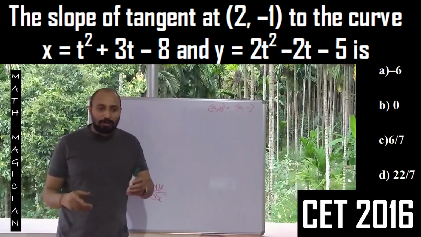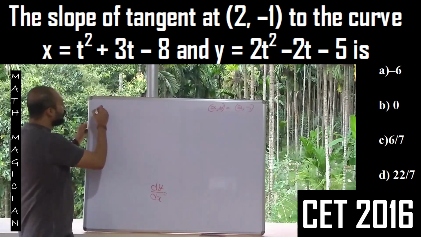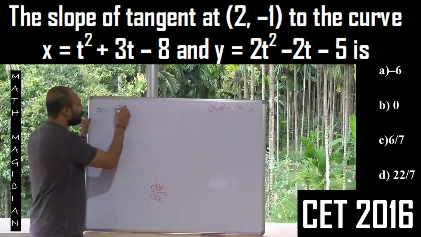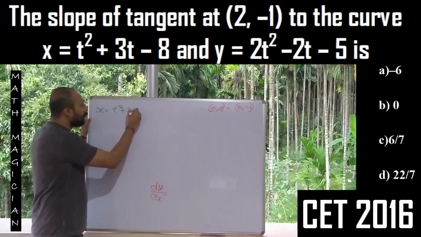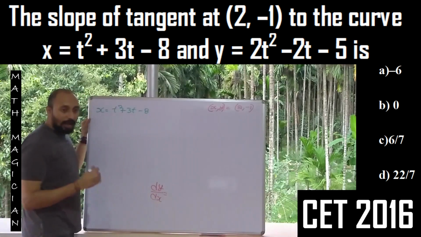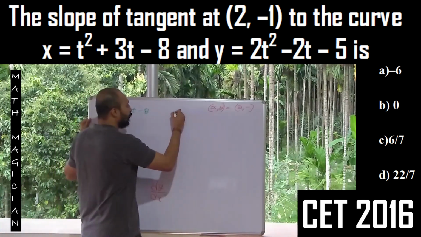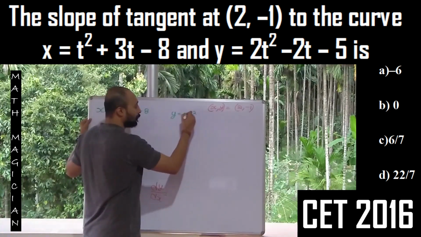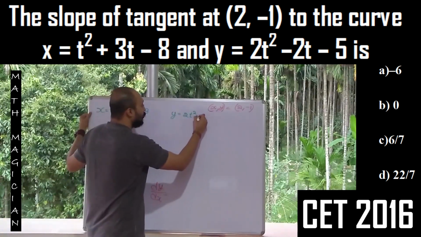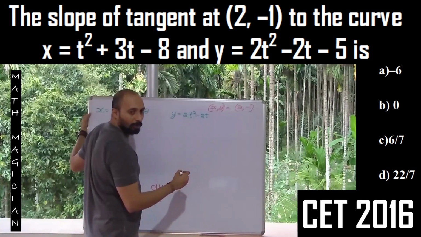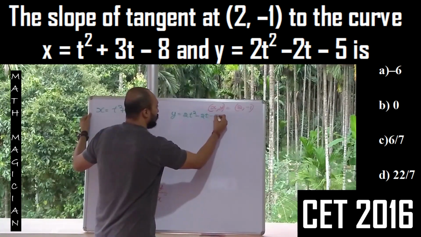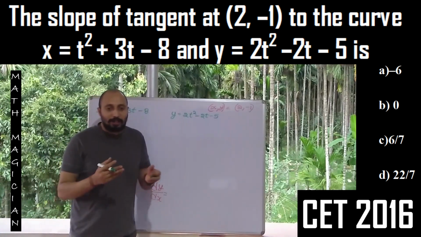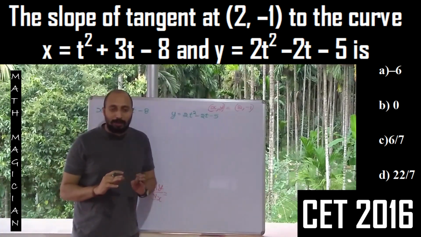They have given two expressions, for the x value and the y value. What is the x value here? x is t square plus 3t minus 8. And what is y? y is equal to 2t square minus 2t minus 5. So it goes very simple. Now when I substitute the values, it will become very easy.